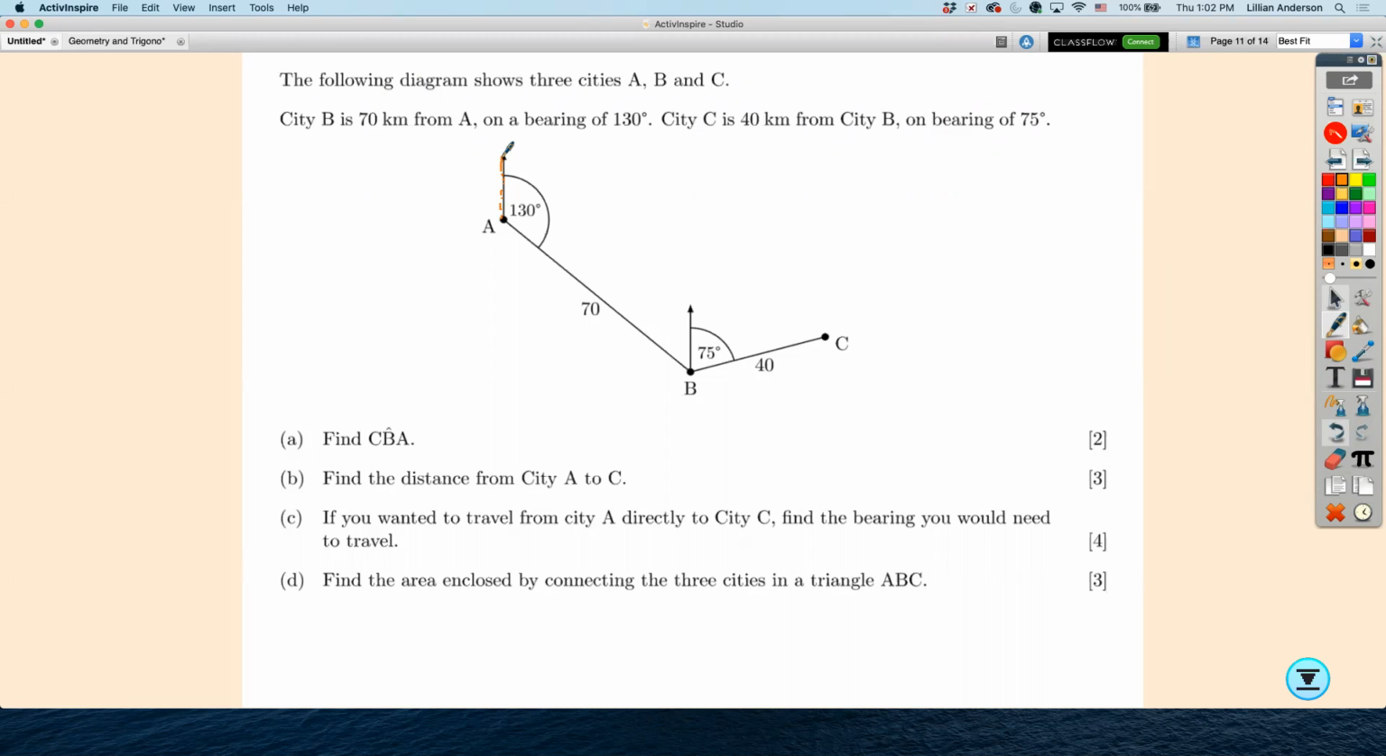City C is 40 kilometers from B, and it's on a bearing of 75. Again, from the north direction, heading clockwise, that's 75 degrees. Okay, a picture's provided for you, which is very nice. Now you're asked to find angle CBA, this full angle right here. I know part of it's 75, but what's that part that's missing?